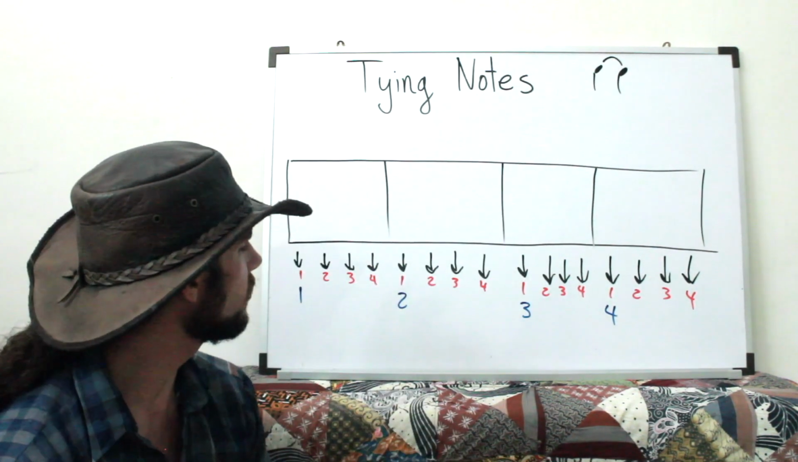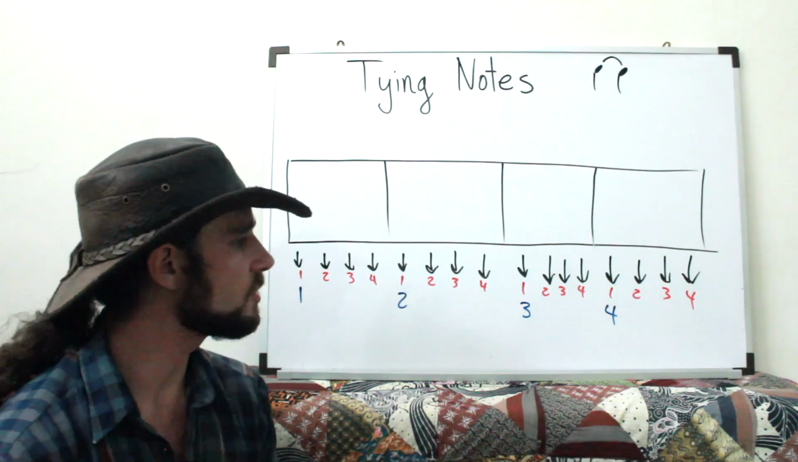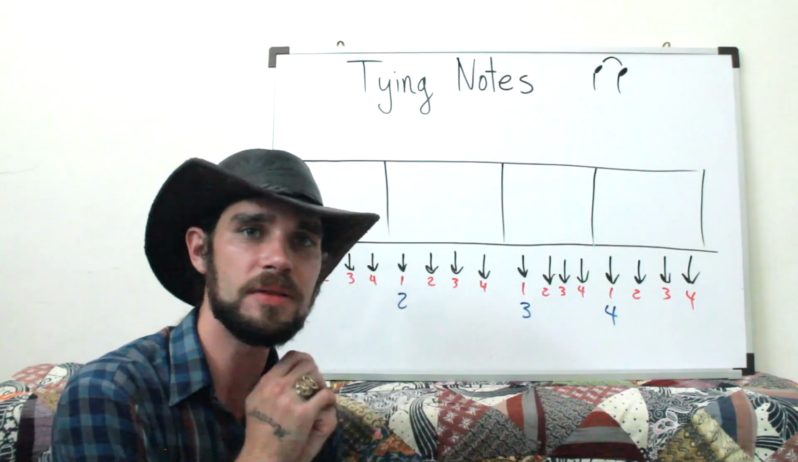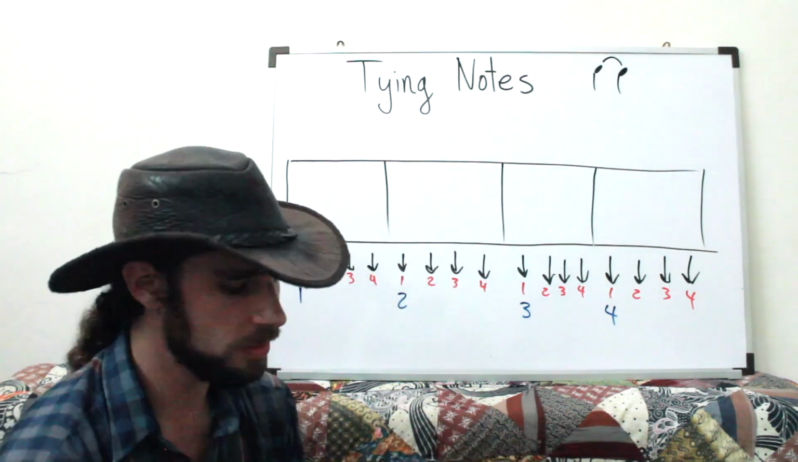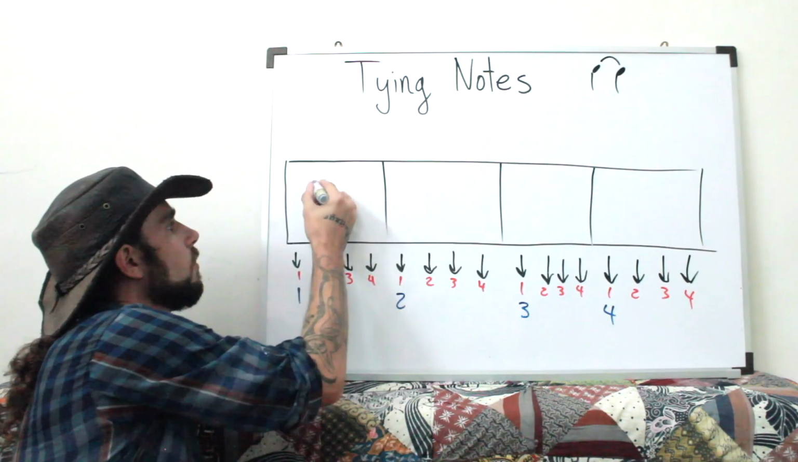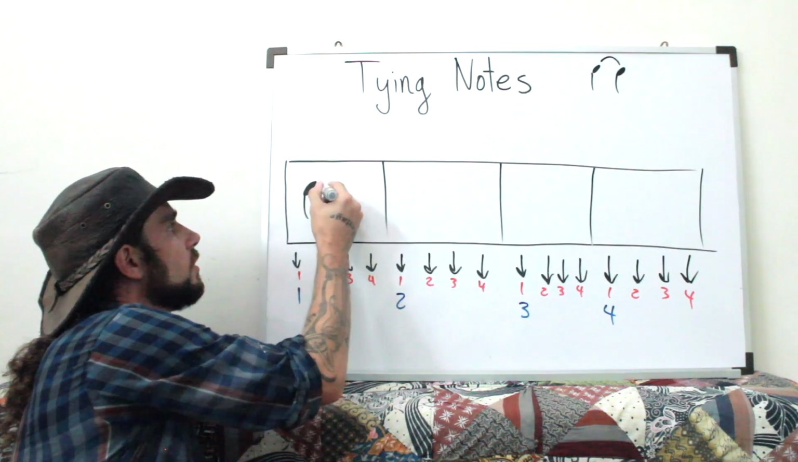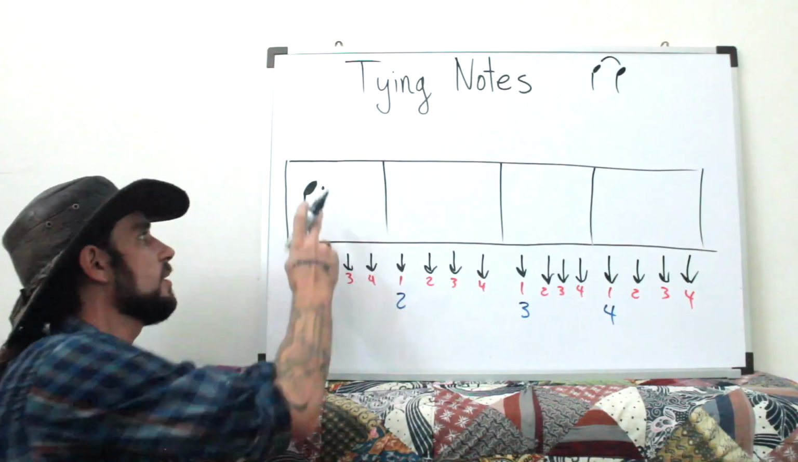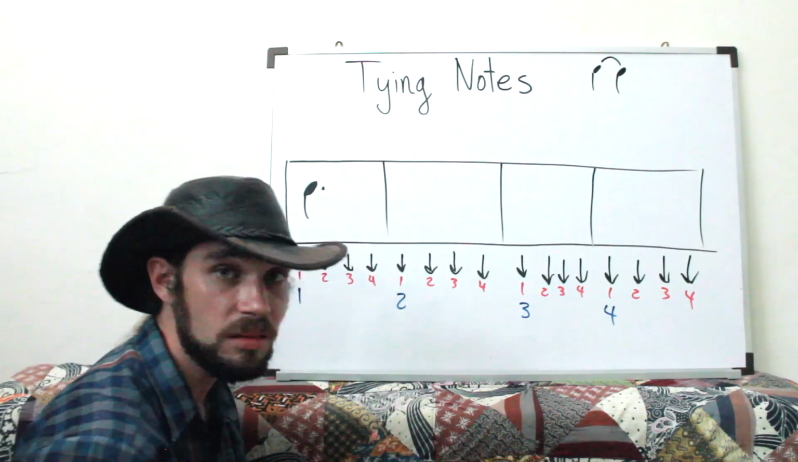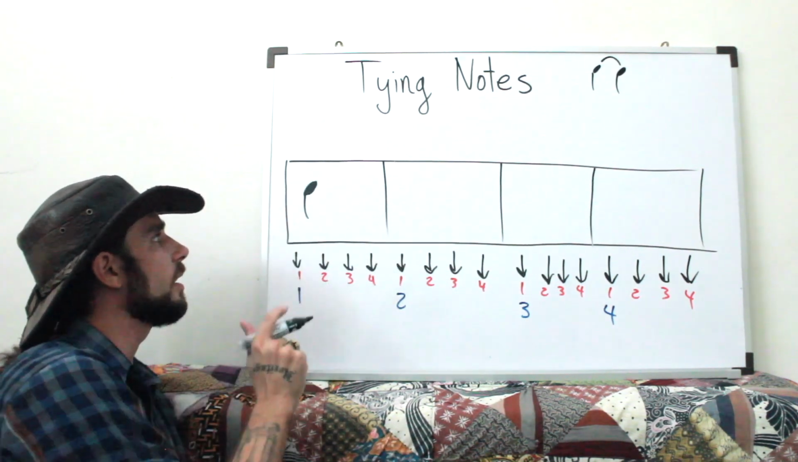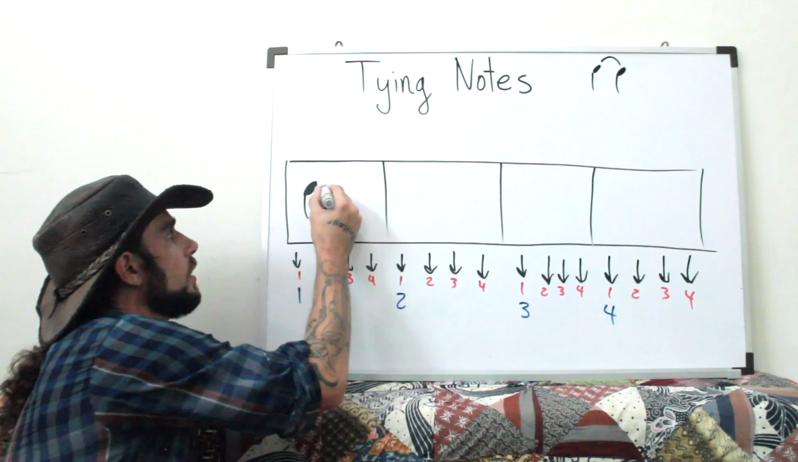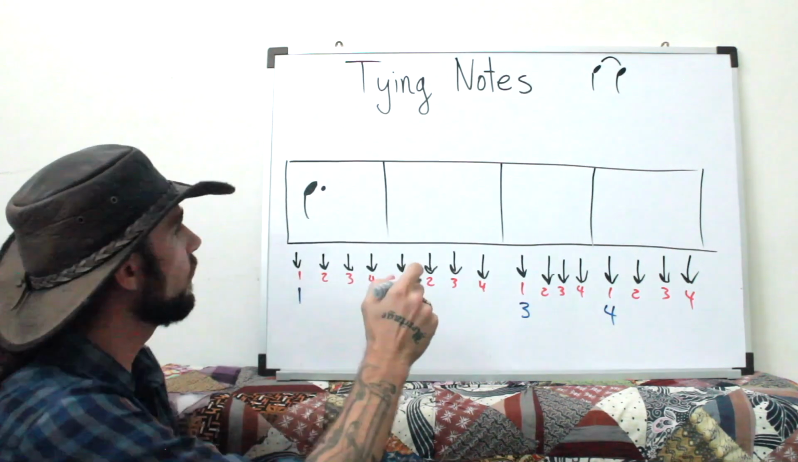Today we're going to look at what it means to tie notes together. We've looked at dotted notes, taking a quarter note and dotting it. We know that makes a quarter plus an eighth. But there's another way to represent that. So we've got a quarter plus an eighth. Let me show you a different way.